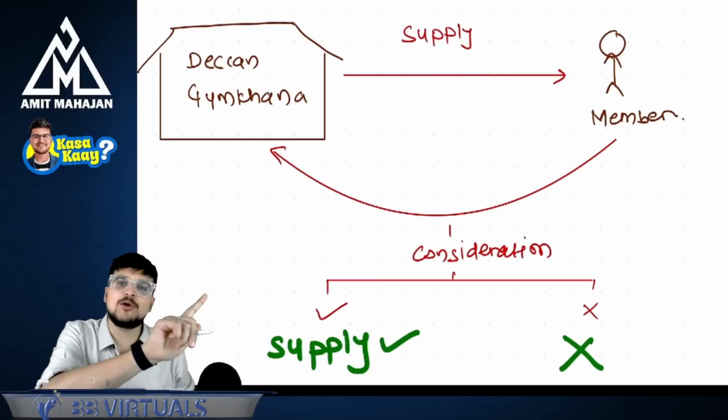Next point, interstate movement of goods through various modes of conveyances. What is the meaning of this? Let's take an example. I have one office in Maharashtra and one office in Karnataka, and both are registered. I want to transfer certain stock from Maharashtra to Karnataka.